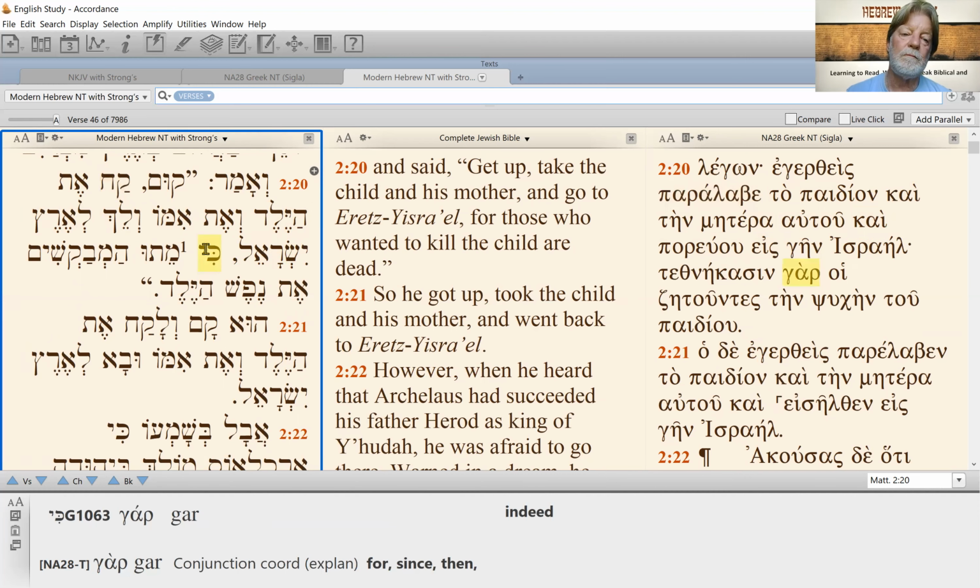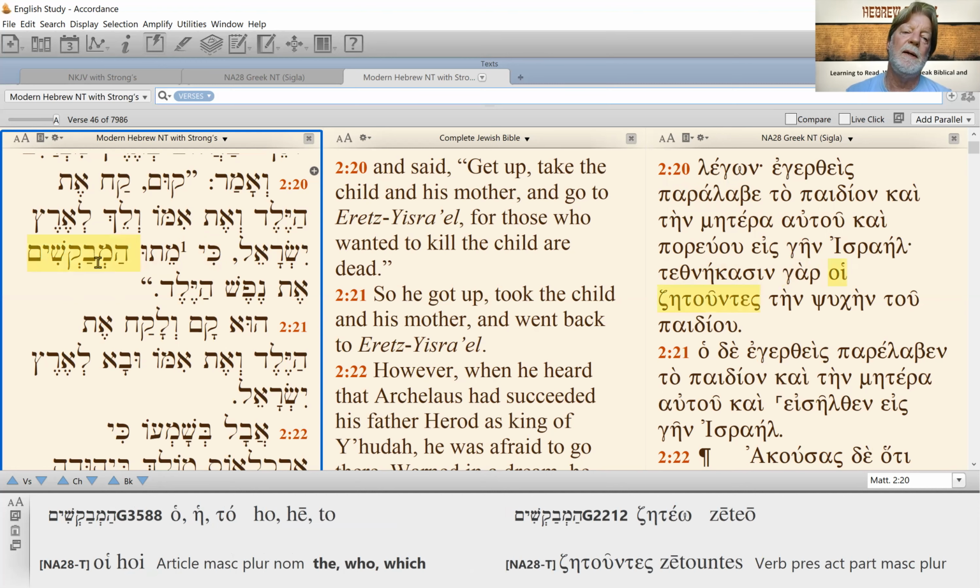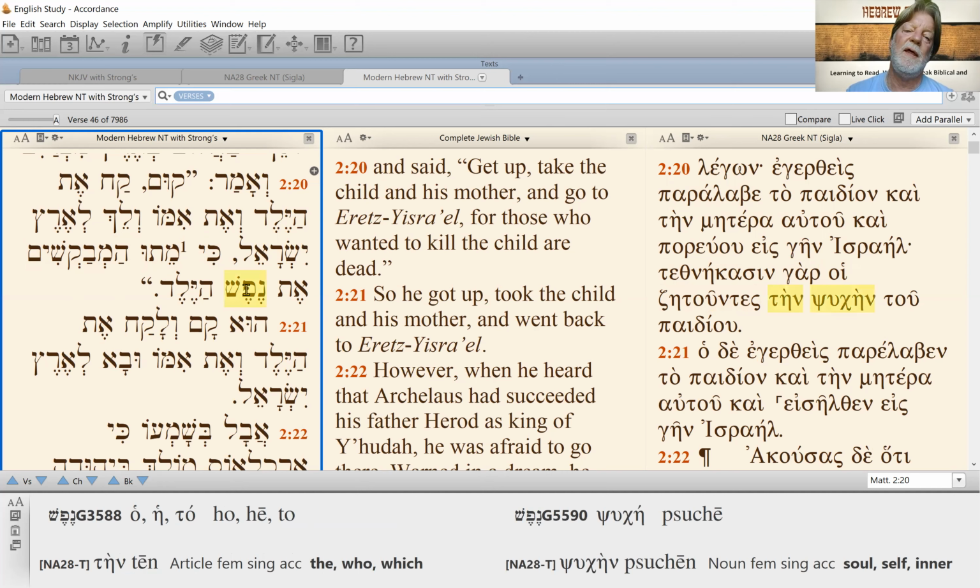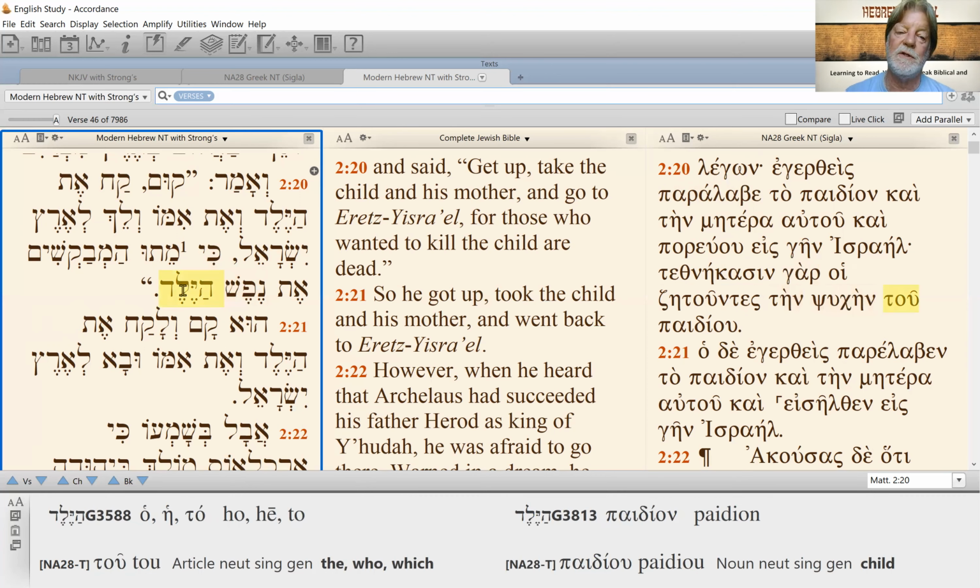Go back home, because they have died, hamevakshim. Bakash means to seek out. When it's people seeking out, it's mevakesh, or if it's plural, it's mevakshim. The one seeking out the soul, the life of the child.